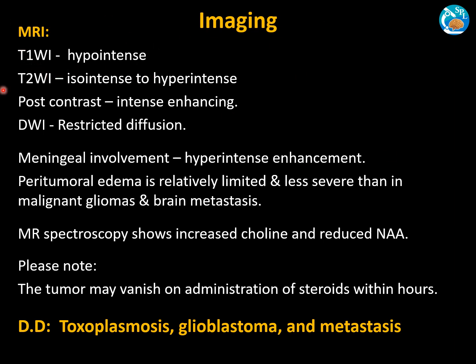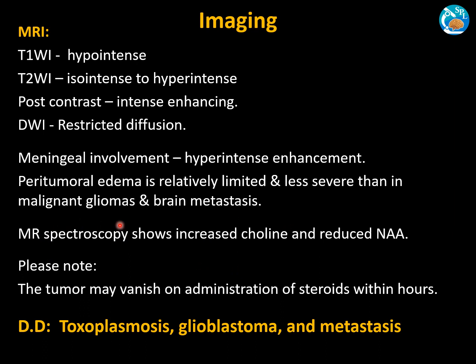On imaging, they are T1 hypointense and T2 iso to hyperintense. Dense enhancement is noted on post contrast, and the diffusion weighted images show restricted diffusion. Whenever there is meningeal involvement, it is noted as hyperintense enhancement, and peritumoral edema is present but is relatively limited and less severe than in malignant gliomas and brain metastasis. This helps us differentiate it.